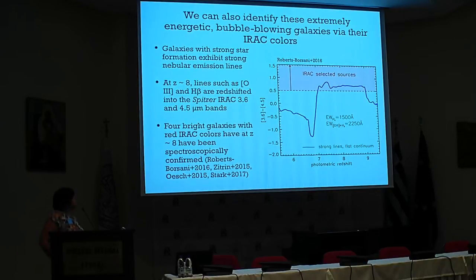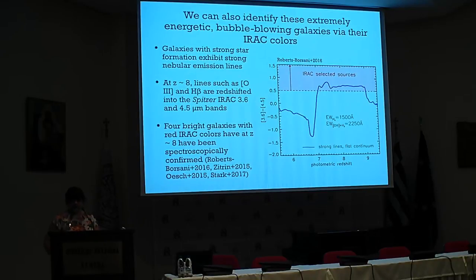Another way that you can identify these really bright high redshift galaxies, particularly if you're limited by your photometry or you don't have a lot of photometric data on your galaxies, is by looking at sources with really red IRAC colors. This has been shown particularly with a sample that was presented by Roberts-Borsani in 2016. He presented a set of four galaxies that had these really red IRAC colors, which is an indication that there may be quite vigorous star formation going on. They're very energetic, because if lines such as [O III] and H-beta fall into the IRAC range, then you would expect a large differential in the flux between the two bands. And so this has been successfully shown. In fact, interestingly enough, all four of these galaxies have been spectroscopically confirmed.